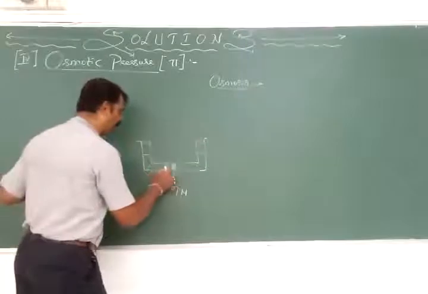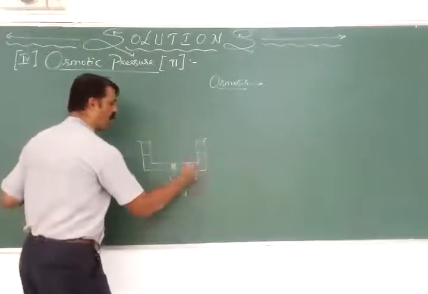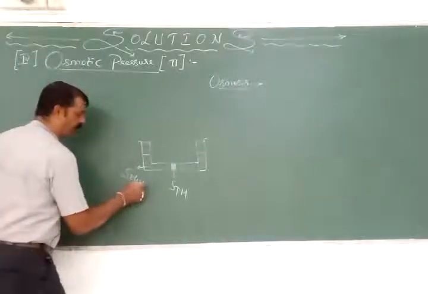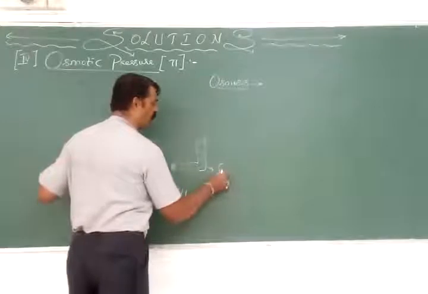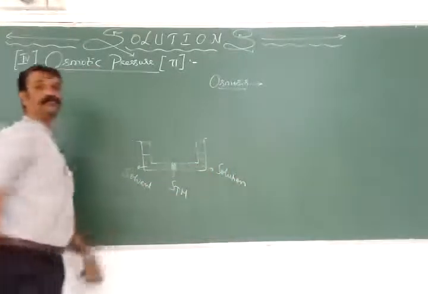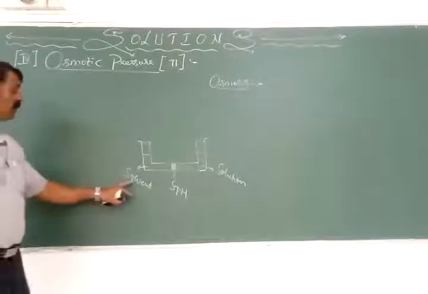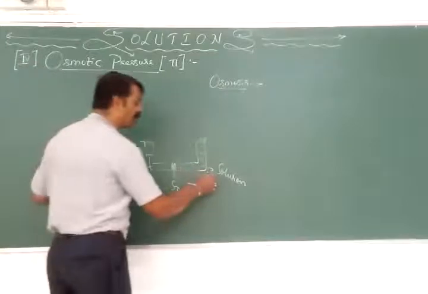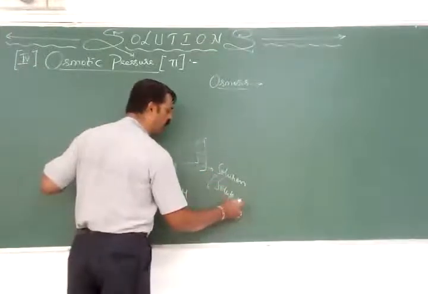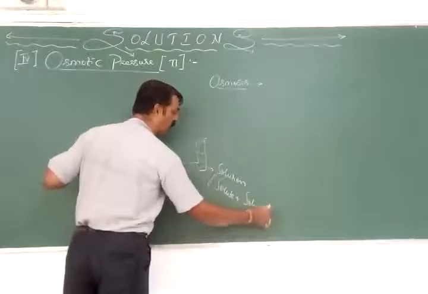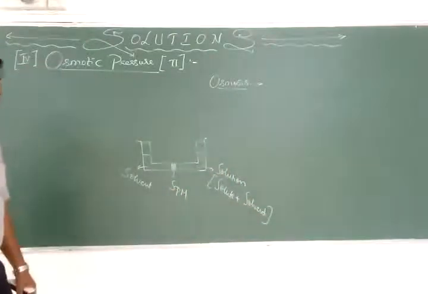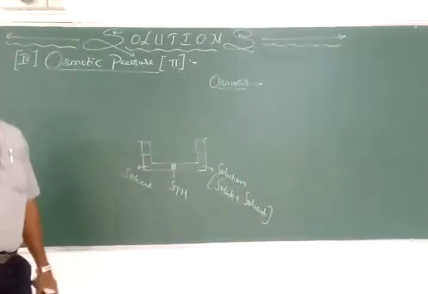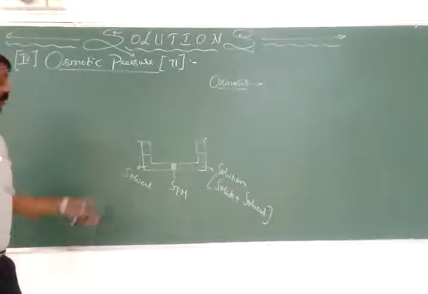So let us take this. Here, this is a pure solvent. This is a solution. What's the meaning of that? It is not a mixture. Here it is a single component, a liquid in the form of pure solvent. But here, this consists of both the solute and the solvent. These two are separated by the semi-permeable membrane. Now what happens here?